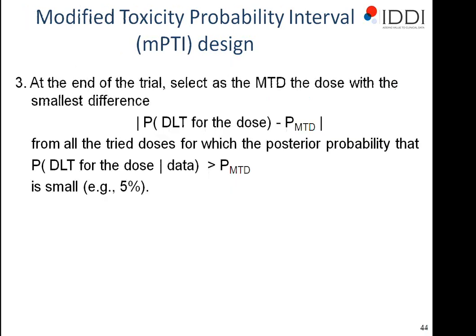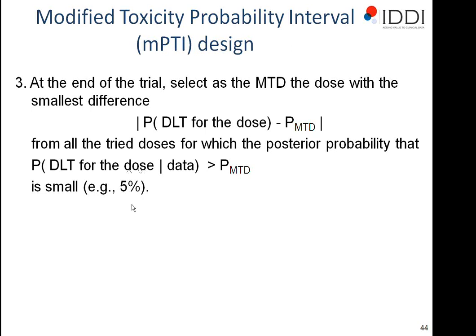the particular interval. And at the end of the trial, what you do is select as the MTD the dose for which the difference between the probability of DLT for the dose and the target probability is smallest. And you do this for all those which you tried and for which the posterior probability that the probability of DLT for the dose is greater than the target is small, like 5%. So you look at the doses and select the dose which fulfills these conditions.